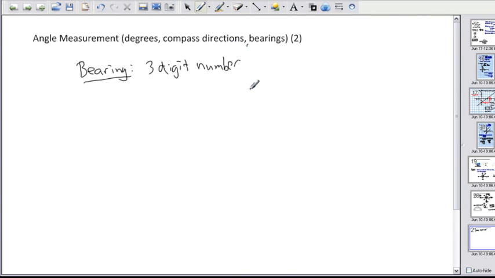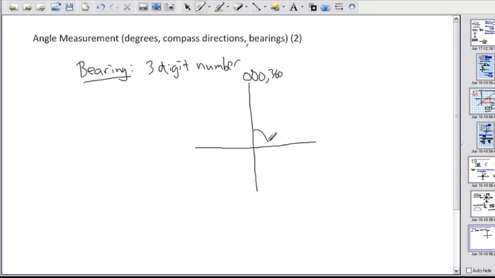So for example, this is especially used in navigation. So this here would be 0. That would be 0 degrees. Well, instead of calling it 0 degrees, we would actually say it's bearing 0, 0, 0. Or we could say it's 360 because you've gone all the way around.